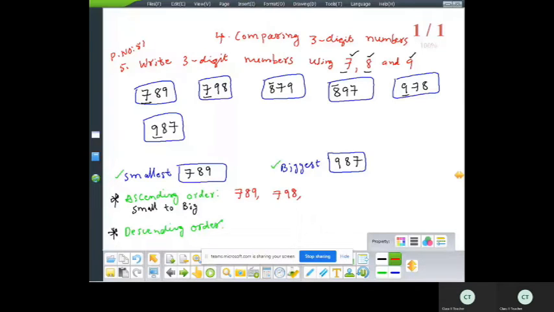791. 798 over next 879. 879. Next 897 over next 978 and the final one 987. Yes. Ascending order small to big.